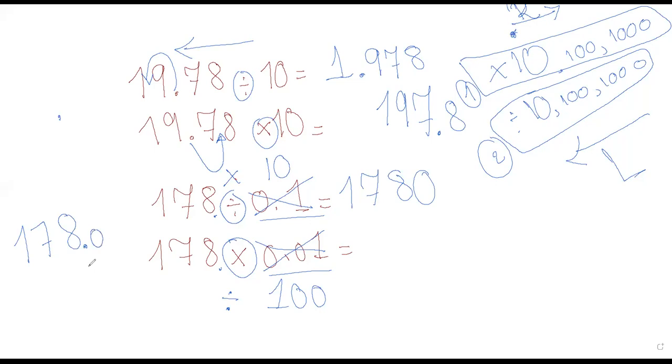Now move it backwards. So the answer will be 1.780. 1.780 or 1.78, both are the same. 0 at the end and the decimal part we can remove it. Bravo. So is it clear? Yes. These are all the rules: divide by 10 or multiply by 10, divide by a decimal number or multiply by a decimal number. That's it. Is it clear? Yes, teacher.